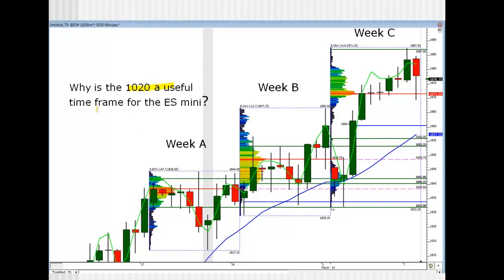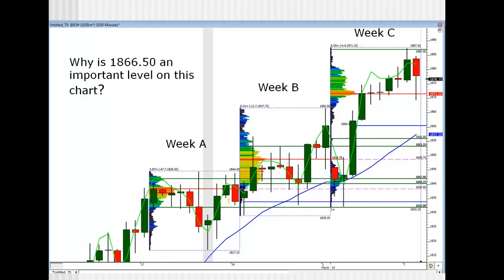Again, I emphasized the point in previous lessons that selection of the time frame is very important relative to the instrument that you're using. The 10-20 helps me to break up the evening and the day sessions on the ES Mini. That is why we are using the 10-20 candles for each of these weekly sessions.